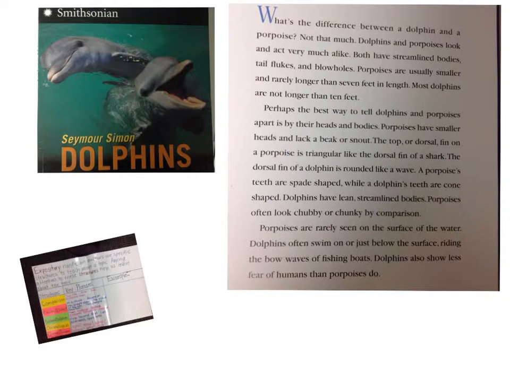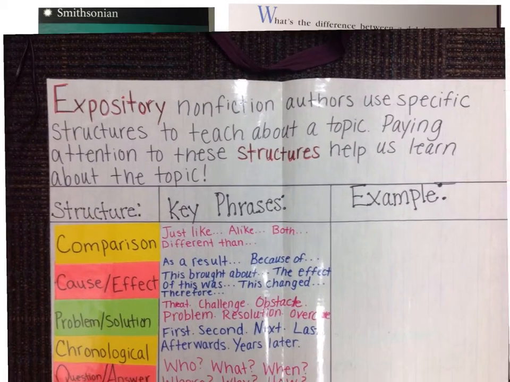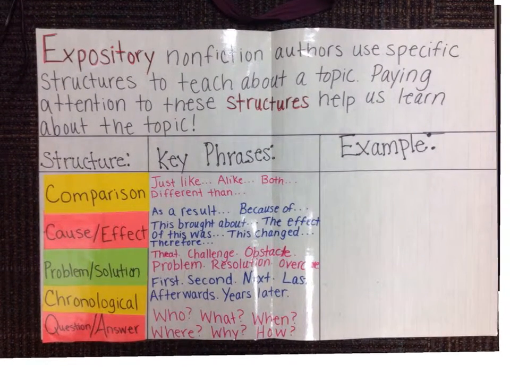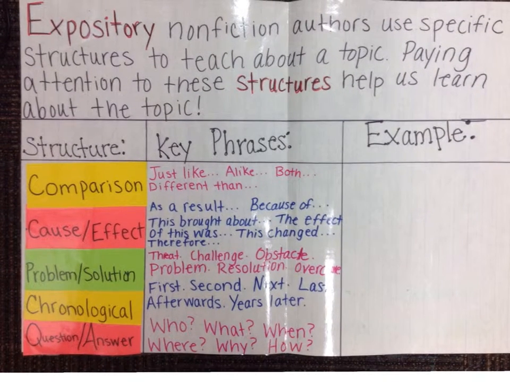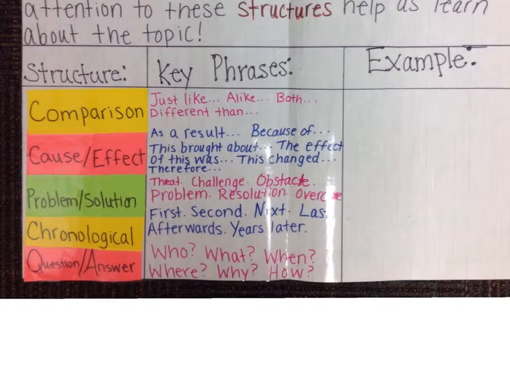So, to do this, we are going to take a look at Dolphins by Seymour Simon. Before we do that, let's look at this expository nonfiction chart. So, at the top it says, expository nonfiction authors use specific structures to teach about a topic. Paying attention to these structures helps us learn about the topic. There are 5 different structures that authors use for expository nonfiction.